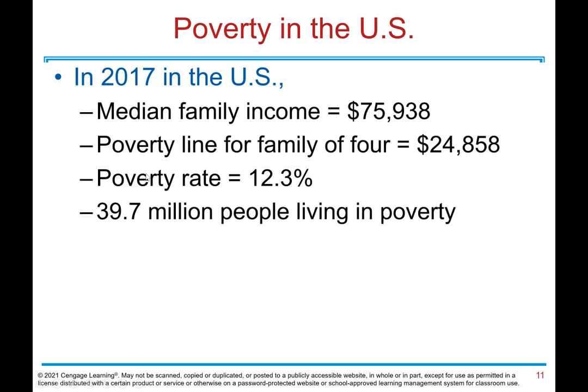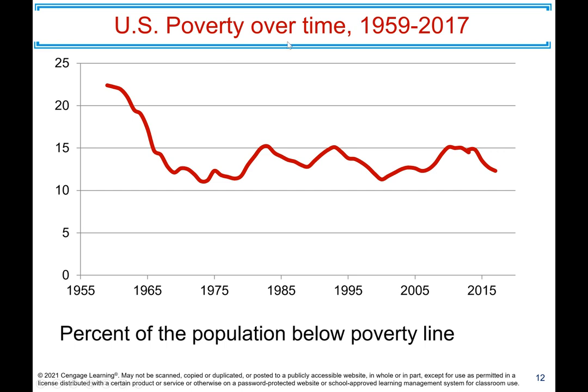Poverty in the U.S. In 2017, in the United States, median family income was $75,938. The poverty line for a family of 4 was $24,858. The poverty rate was 12.3%. 39.7 million people were living in poverty. U.S. poverty over time from 1959 to 2017 is shown as the percent of the population below the poverty line.